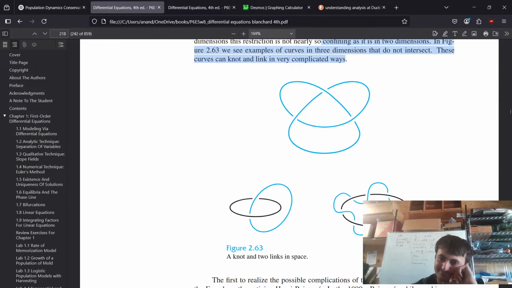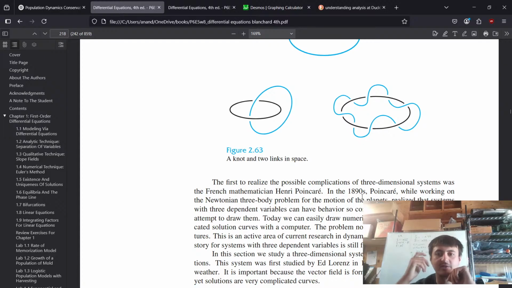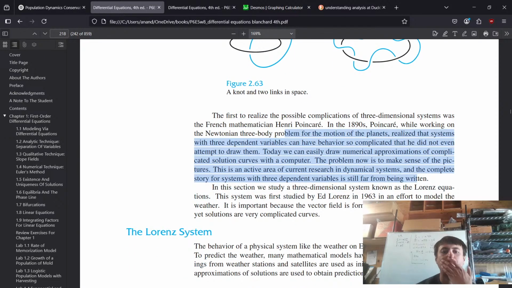I like this one. The first to realize the possible complications of 3-dimensional systems was Henri Poincaré. Poincaré, while working on the Newtonian 3-body problem from the motion of the planets, realized that systems with 3 dependent variables can have behavior so complicated that he did not even attempt to draw them. Today, we can easily draw numerical approximations of complicated solution curves with a computer. The problem now is to make sense of the pictures. This is an active area of current research in dynamical systems. The complete story for systems with 3 dependent variables is still far from being written.